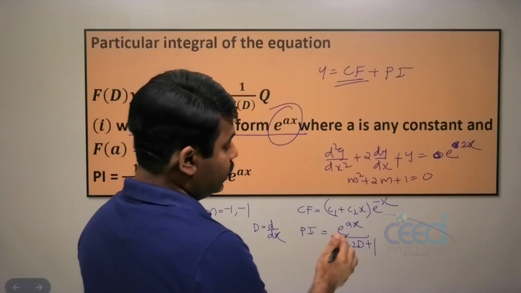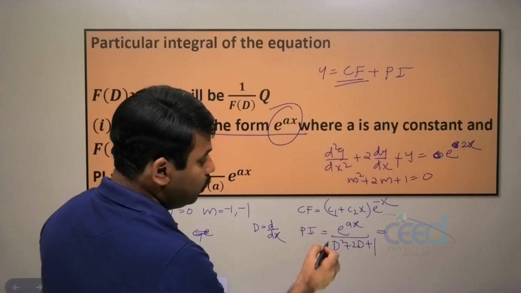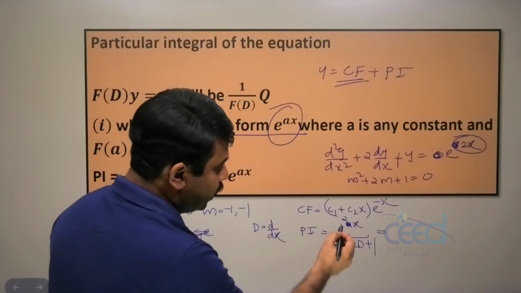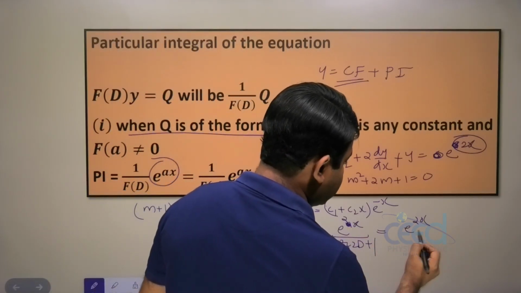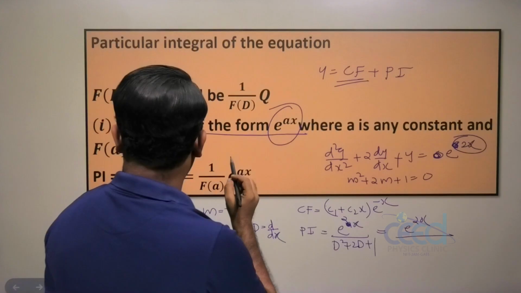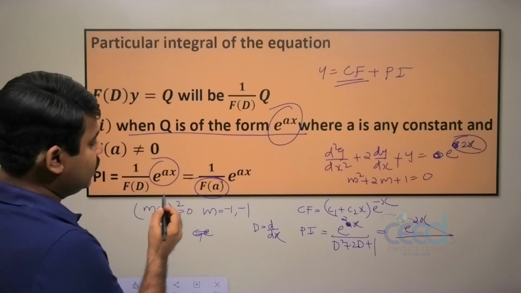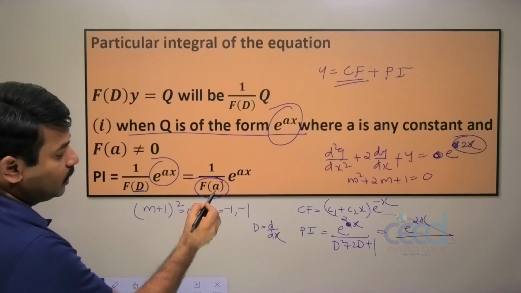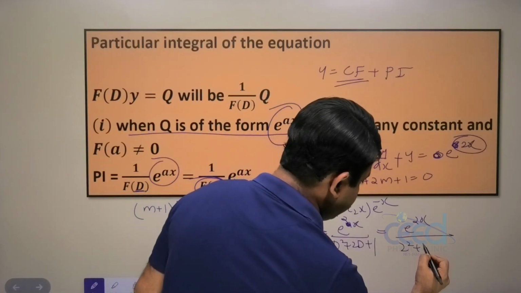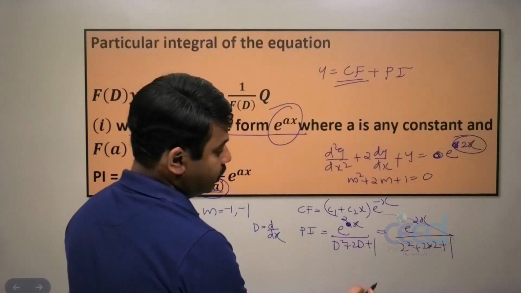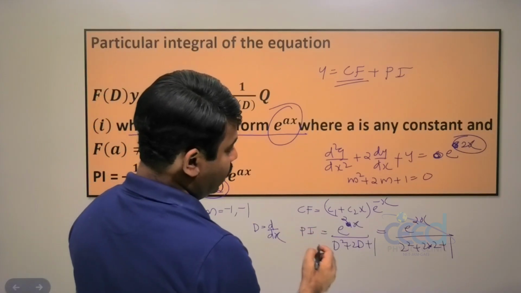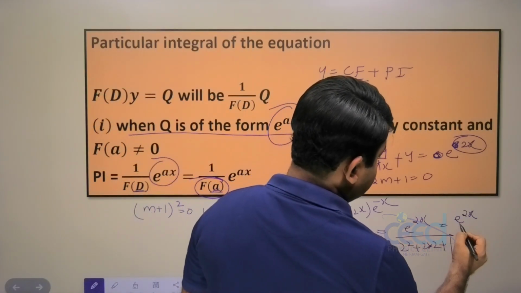Now you have to put this a value here. Here the function is e raised to 2x, so a is 2. Replace this with a and find f of a. F of a means D is replaced with a, that means D is replaced with 2. That is 2 square plus 2 into 2 plus 1, that is 4 plus 4 plus 1, which is 9. Then the particular integral is e raised to 2x divided by 9.